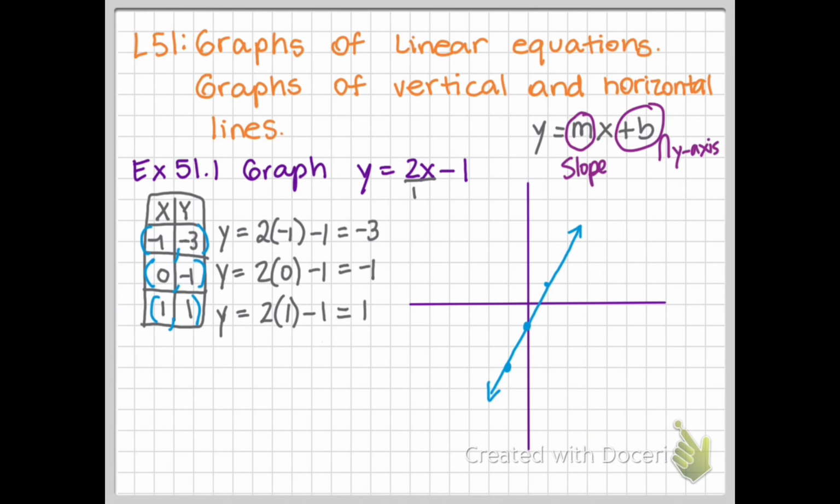Notice that we use 3 points because any 2 points make a line. So we need 3 points to make sure that we are doing it correctly, because if one of the points is on another side, we're going to create a triangle and not a line. So make sure that you use 3 points to make sure that your line is correct.